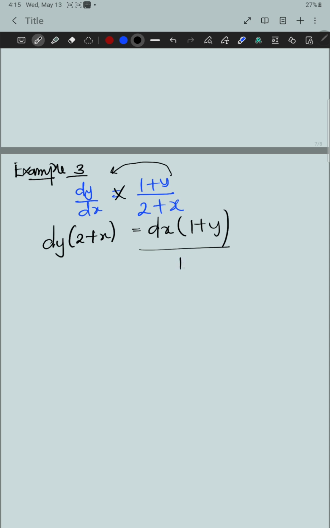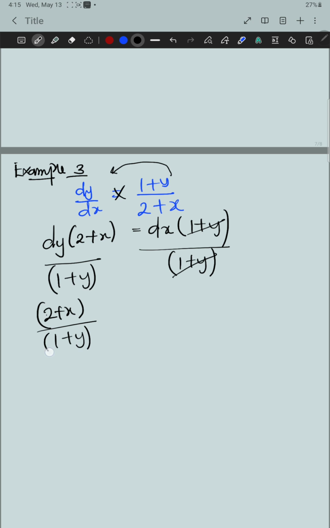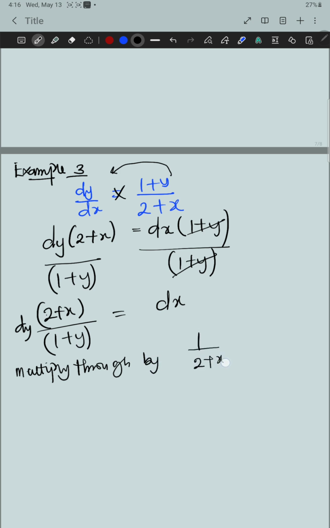Let's divide through by 1 plus y. This cancels this. So we have 2 plus x divided by 1 plus y is equal to dx, which is not what we are looking for. There's a dy here. Let's not forget. Okay, so what do we do? Multiply through by 1 over 2 plus x.